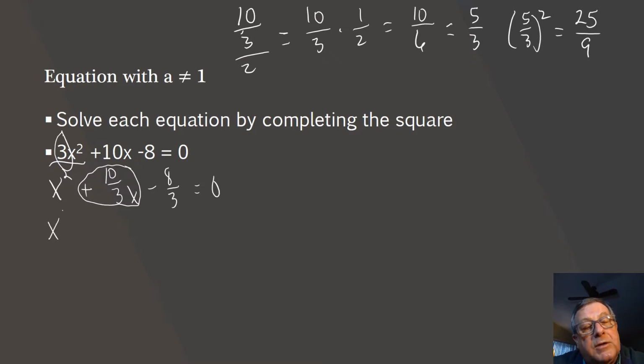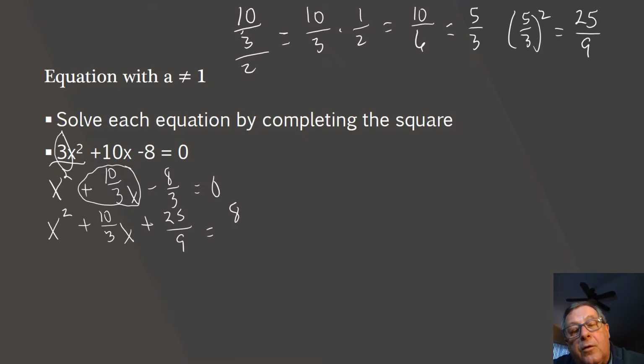So we got x squared plus 10 over 3x plus, completing the square, 25 over 9. And that equals 8/3 plus 25 over 9. What I do to one side of the equation, I must do to the other. All right, well, let's write this.